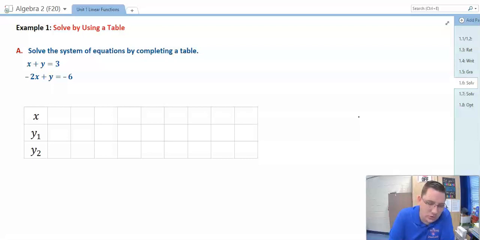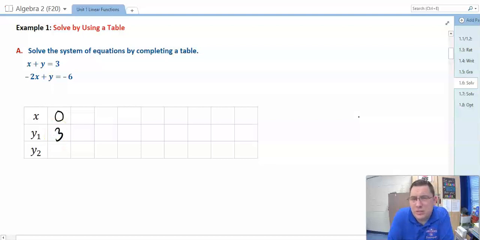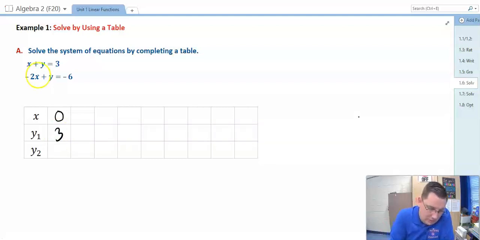I'm first going to start with x being 0. We plug in 0 for x to this. So 0 plus y is equal to 3, and so y would be equal to 3, of course. Now, one way that we could make it a little bit easier on us, and we'll do that after this step, is we can solve these both for y first. But let's finish this step here. If I plug in 0 for this equation, negative 2x times 0 is 0, plus y is negative 6, so y is equal to negative 6.